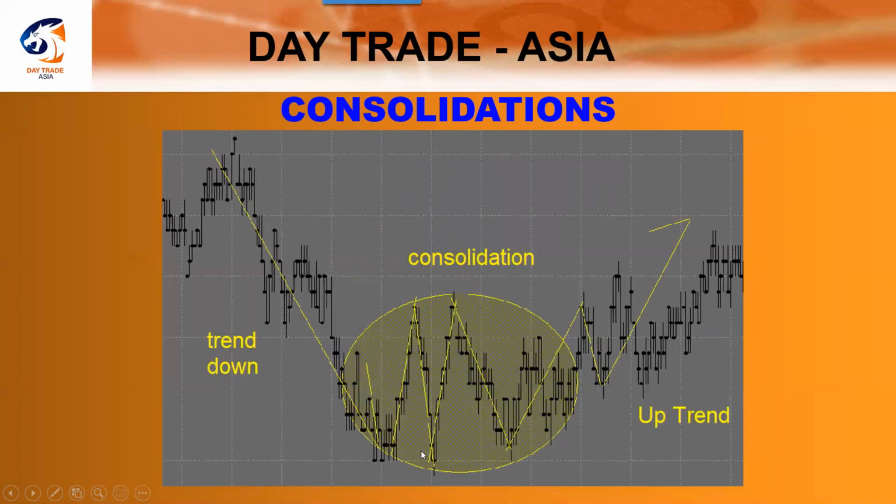Like here, you have a trend going down. What happened here? Look at this big consolidation. It absorbed all the energy that was making this down movement. It absorbed all that energy. What happened? It reversed. Now it continues to trend upwards rather than downwards. Any questions on that?